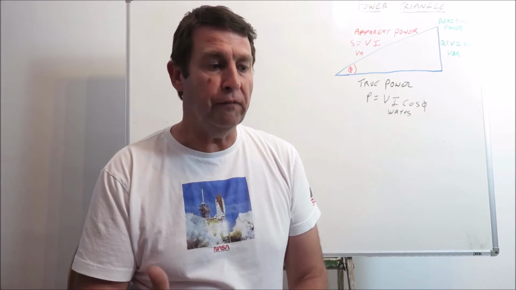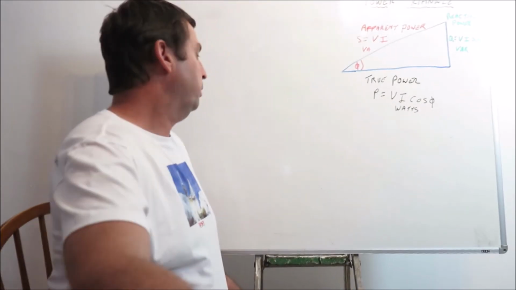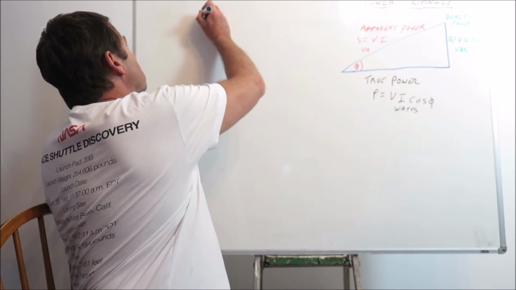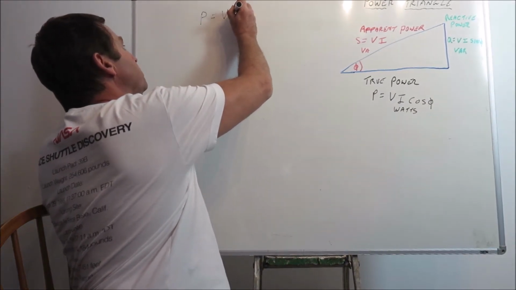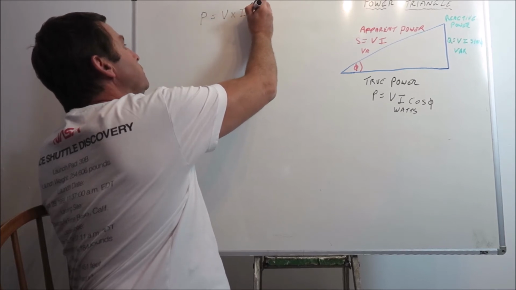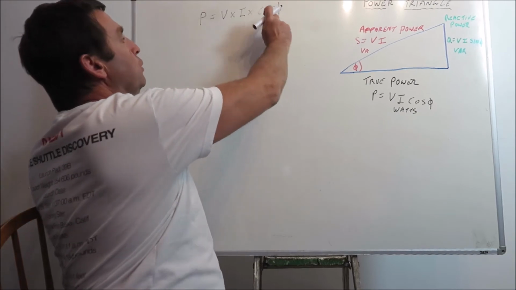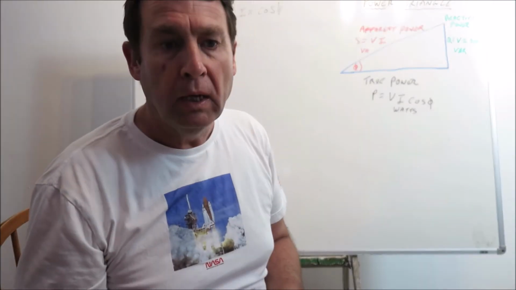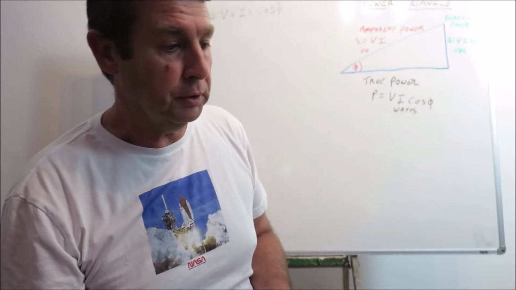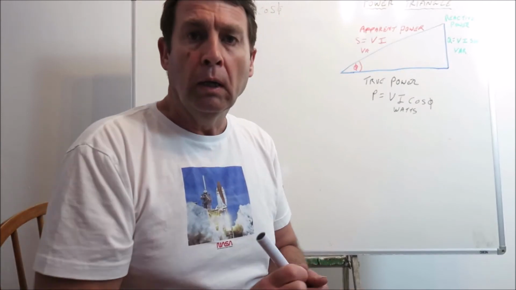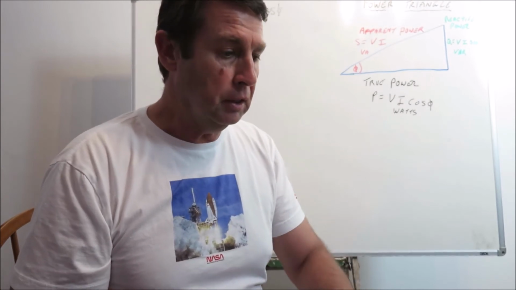How does this affect our circuit? We can say then that power in a circuit is equal to V times I times the cosine of phi. Well, that cosine of phi is your power factor, and that's a unitless number. It will just give you a number, for example 0.8. So let's have a look at the actual effect it gives us in our circuit.